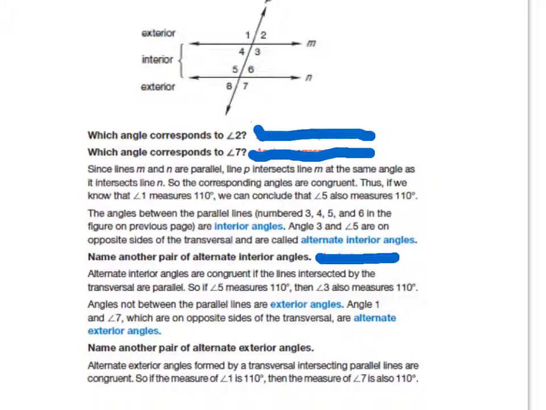The angles between the parallel lines, number 3, 4, 5, and 6 in the figure on the previous page, but I put it on our diagram here again, are interior angles. Ooh, we better pay attention to that one. 3, 4, 5, and 6. So these ones in the middle here are labeled as interior angles. And if we know our vocabulary words carrying over from other English words, that kind of makes sense. They're on the inside. And the exterior angles out here would be 1, 2, 6, and 7.